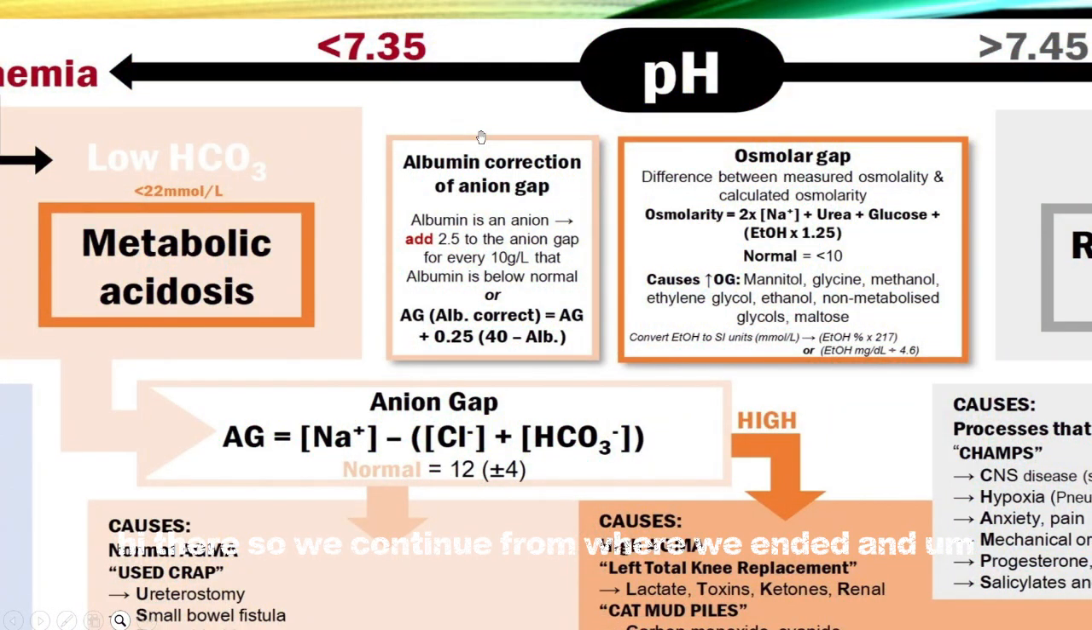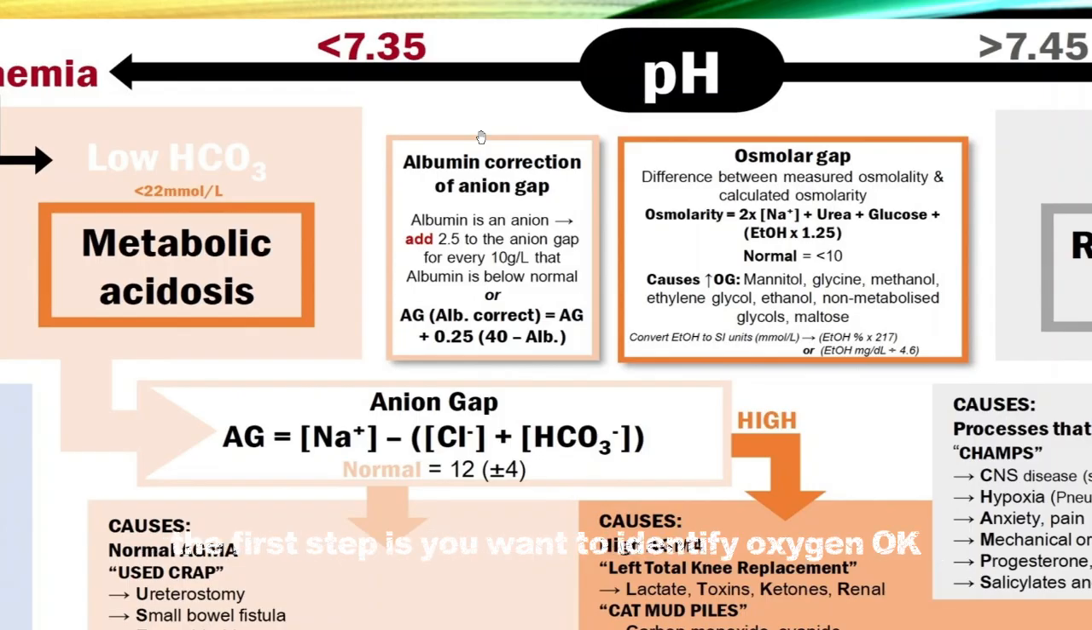Hi there. So we continue from where we ended. In this video, we'll particularly talk about the approach to how you interpret the ABGs. First things first, you need to know the normal values that we've talked about. Those are your prerequisites. Then secondly, there is a process that we follow. There are 5 steps that we follow.